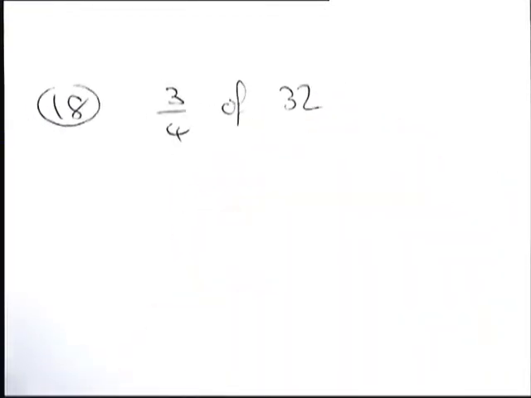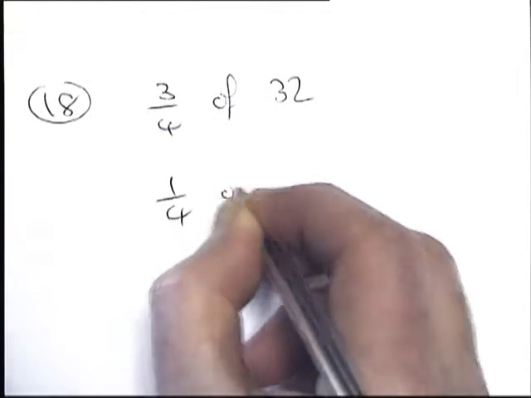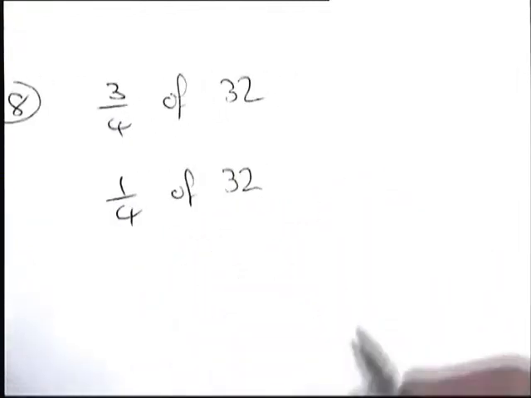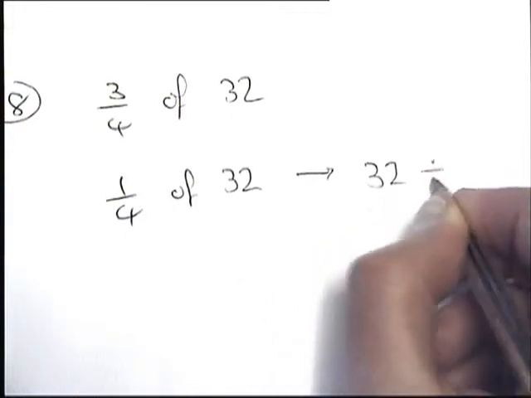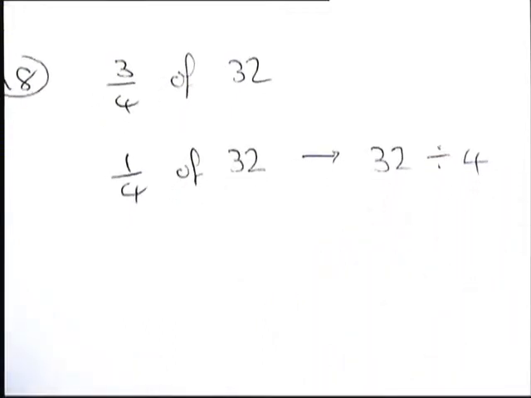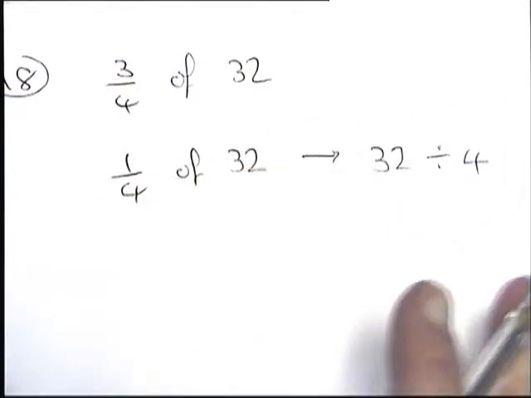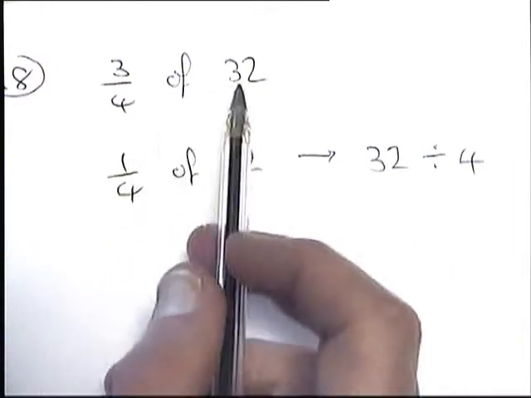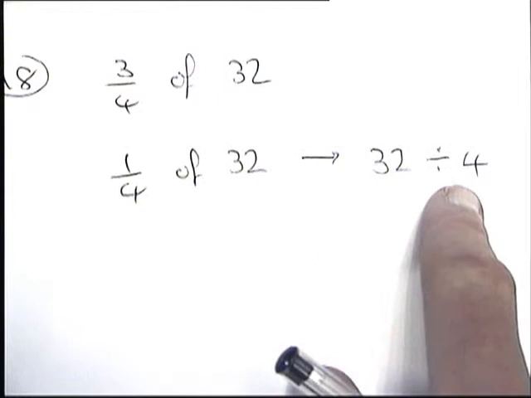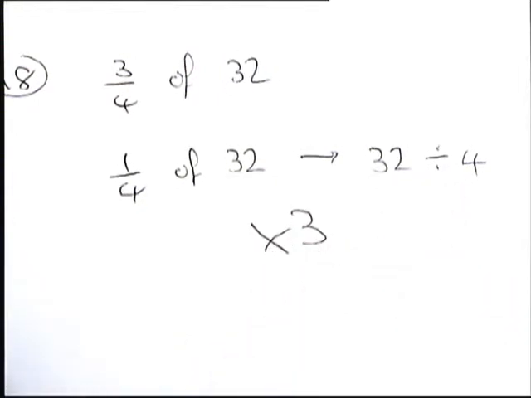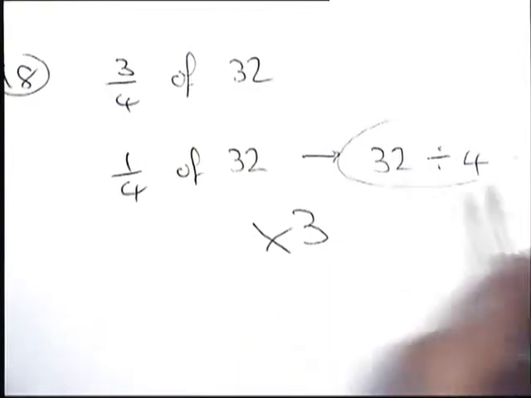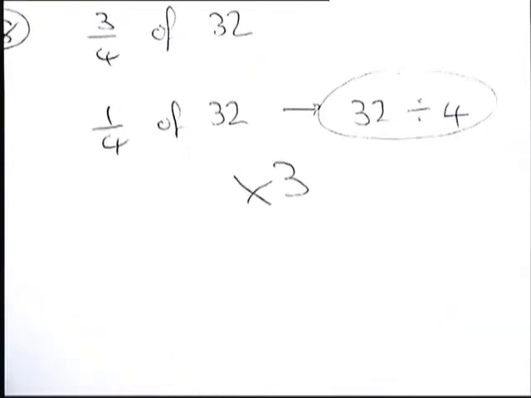So we're getting towards the end. Question 18 was 3/4 of 32. Well, from what we said a minute ago, if I had to find 1/4 of 32, that would be the same as doing 32 divided by 4. If you can find 1/4 of something, to get 3/4 of it, you then times the answer by 3. So to get 3/4 of 32, I do this, and then I simply times that answer by 3. So first of all, 32 divided by 4.